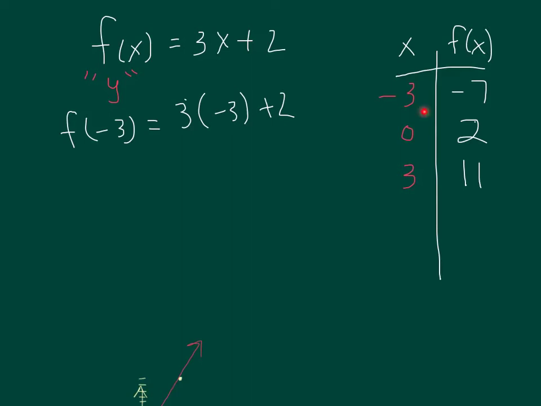Hopefully, -3 gets paired with -7, 0 gets paired with 2, and 3 goes with 11. So if we were to write those as ordered pairs, we'd say (-3, -7), (0, 2), (3, 11). When we're looking at just the ordered pairs, we'd say, well, no x value shows up more than once, so apparently each x value only gets mapped to one unique spot.